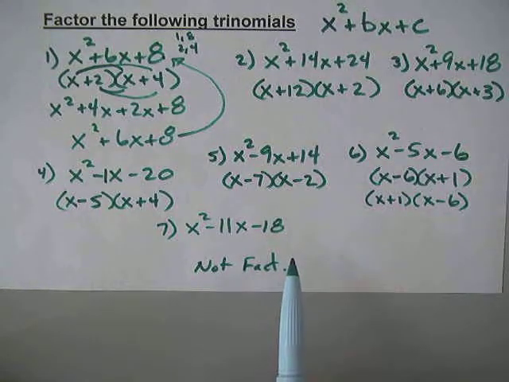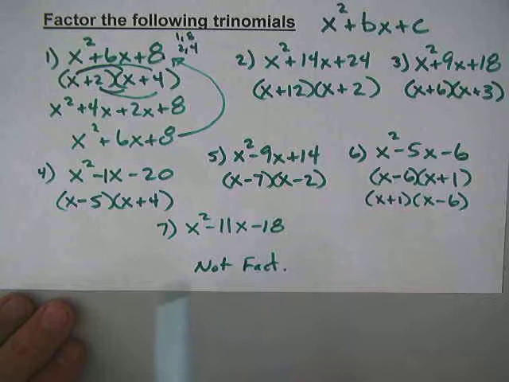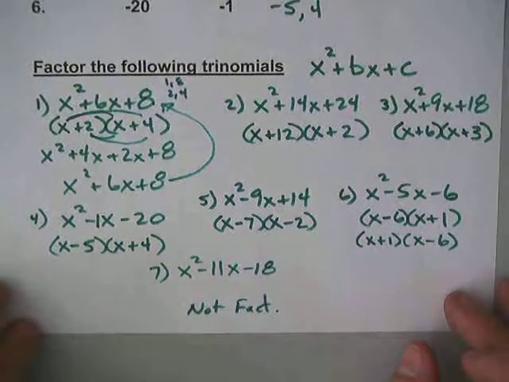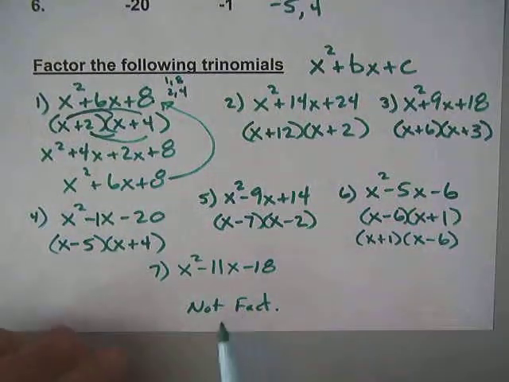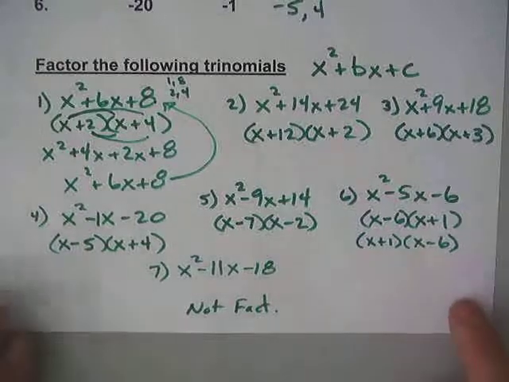Well, hopefully you're not beating yourself up over this one too much. This is actually not factorable. And that's going to happen occasionally, that these can't factor. You know, some of us might have written x minus 2 times x minus 9. But remember, negative 2 times negative 9 doesn't equal negative 18. It equals positive 18.